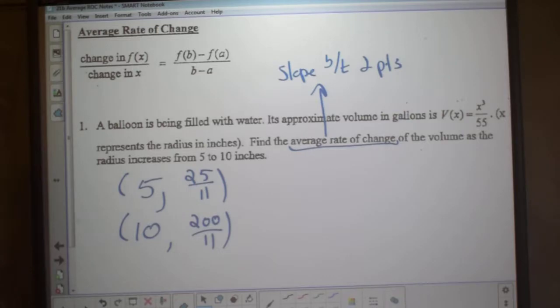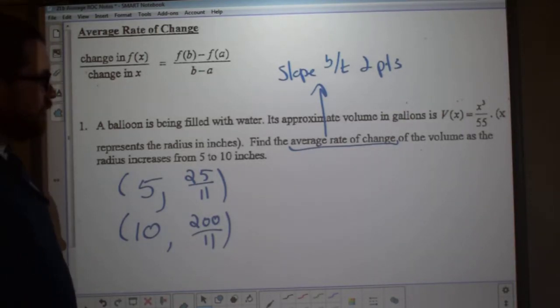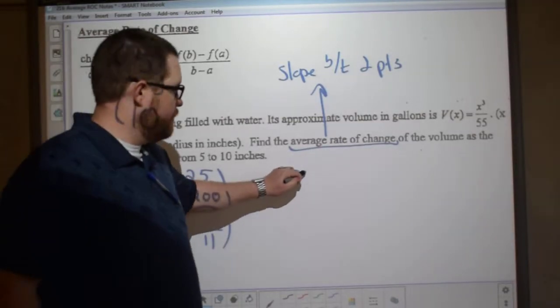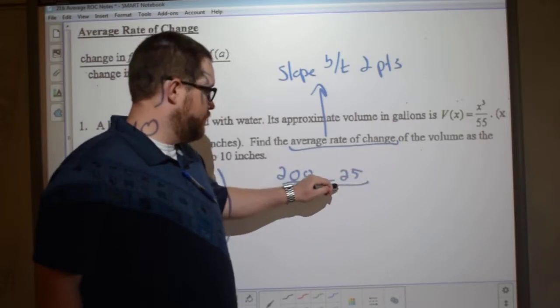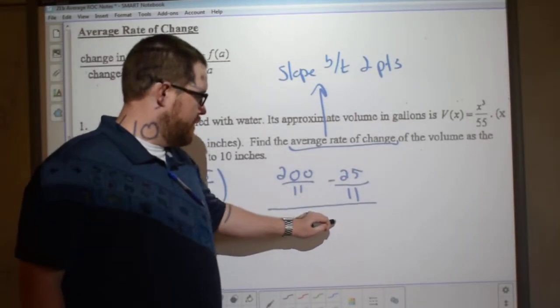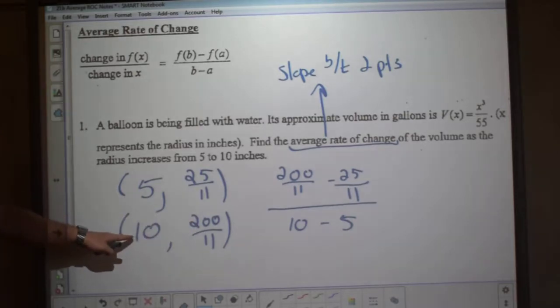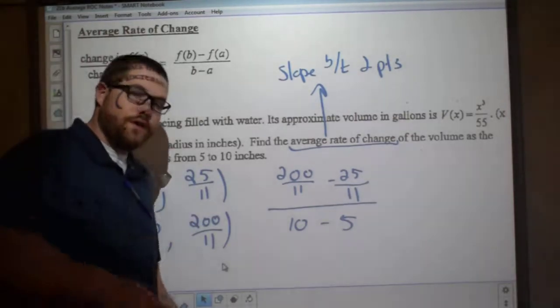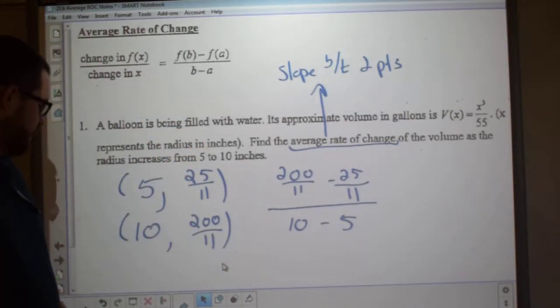Now I have my 2 points. Let's find the slope between them. Remember that slope is the y value minus the other y value over x value minus x value. It doesn't matter what order you go in, but if you start with the 200 over 11, you have to start with the 10 on bottom. Don't get these confused. Remember, it's y over x, one of the most common mistakes I see.